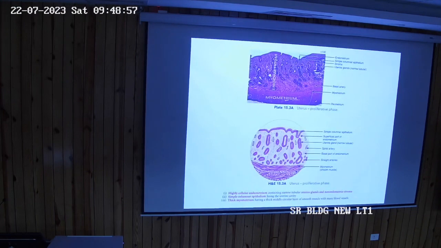Look here. Here you are simply seeing the columnar epithelium and uterine glands shorter in size, no tortuosity, and a large number of the glands are seen, muscle coat and everything. So this is the proliferative phase. And menses, very simple, there is blood mass extra. So that is the slide of uterus.